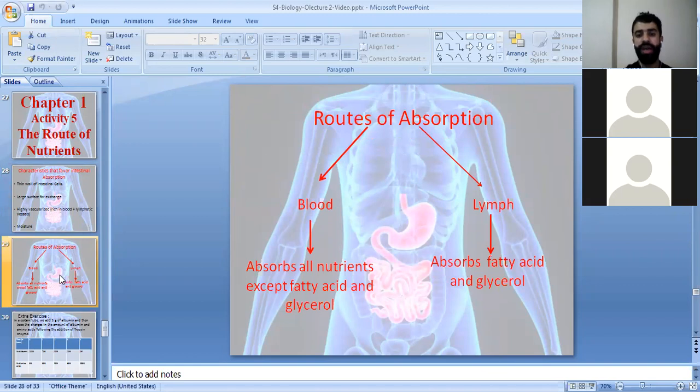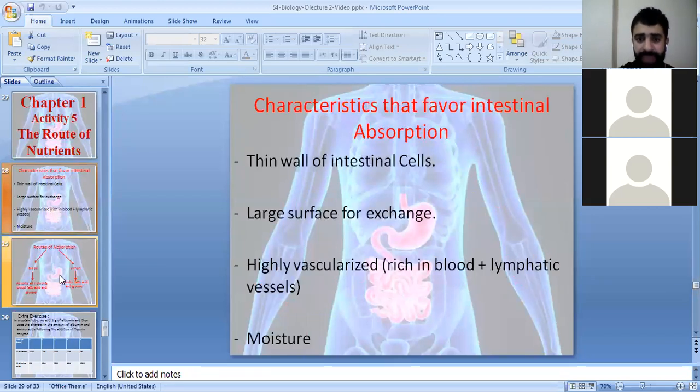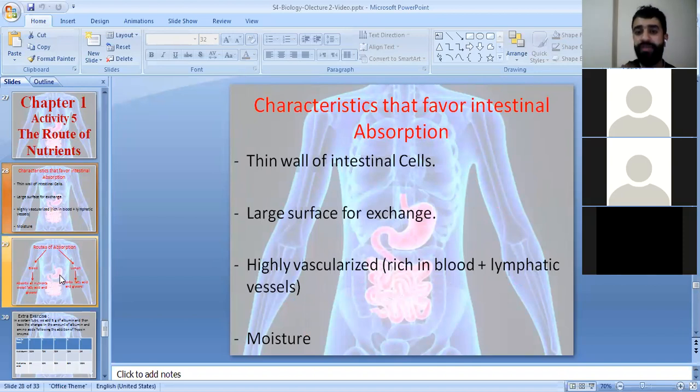Okay, so here, the routes of absorption are either through the blood or through the lymph. Blood absorbs all the nutrients except fatty acids and glycerol, while the lymph absorbs fatty acids and glycerol only. So here, as a reminder, the characteristics that favor intestinal absorption are: thin wall of intestinal cells, large surface for exchange, highly vascularized, and moisture.